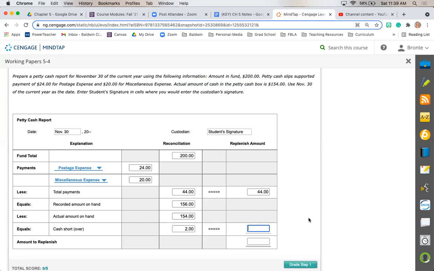So we're going to have to add in another $2, meaning our total amount that we're going to have to replenish is going to be the amount that we recorded as payments, and then if there was any cash shorts or over. If we would have been over, then that would have made our amount to replenish go down. So we owe $46 back into the petty cash fund for December 1, since this is the end of November.